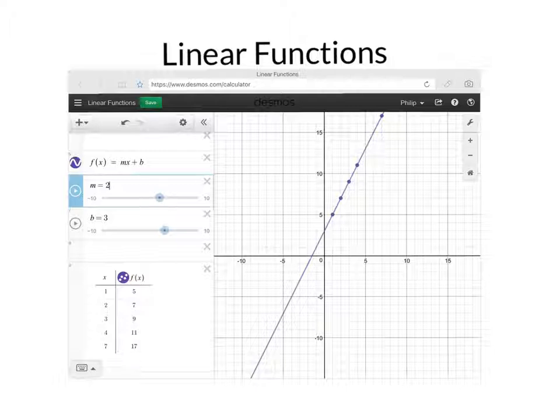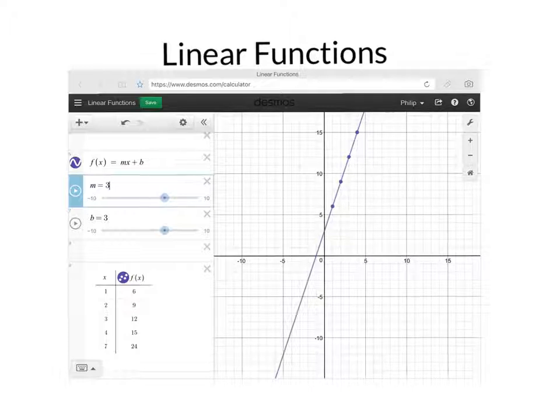And if we change our slope to 3, if I change this number to 3, what I'll see is every time my input goes up by 1, my outputs go up by 3. So the slope measures, if I have one additional unit of input added into my function, what's the change in my output?